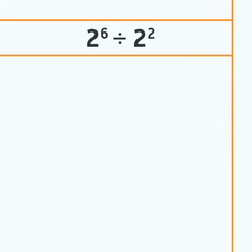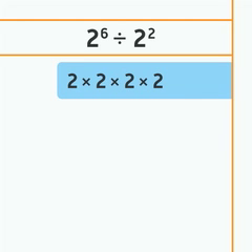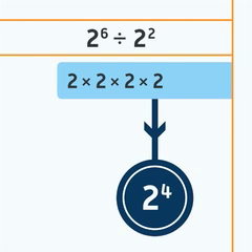Now imagine dividing 2 to the power of 6 by 2 to the power of 2. We can write this out in a longer form as a fraction. 2 times 2 times 2 times 2 times 2 times 2 over 2 times 2. Then we can simplify, dividing the numerator and denominator by 2 times 2. This leaves us with 2 times 2 times 2 times 2, which is 2 to the power of 4. So, 2 to the power of 6 divided by 2 to the power of 2 equals 2 to the power of 4.